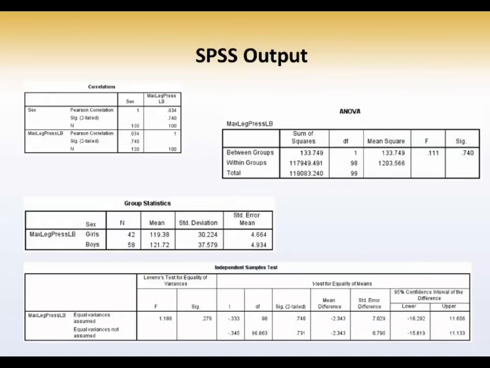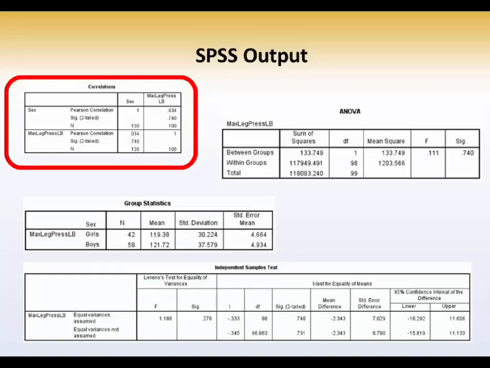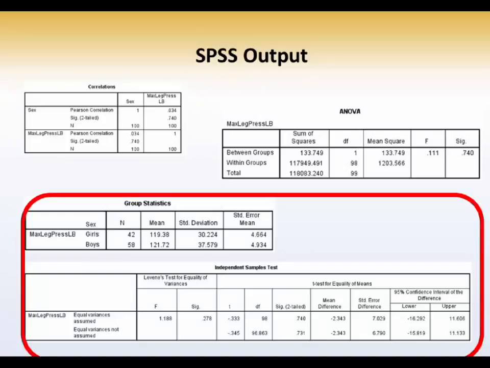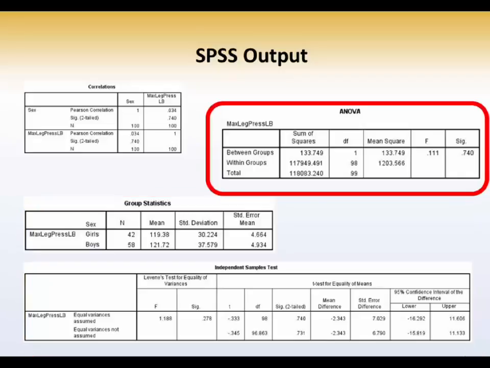Here we have the output from 3 SPSS procedures. In the top left, we have the result of a correlation coefficient, where sex was coded zeros and 1 and maximum leg press. The bottom two panels represent the results from an independent t-test, where the independent variable was sex and the dependent variable was maximum leg press. And the last panel is the result of an analysis of variance. In this case, we did an analysis of variance with two groups.